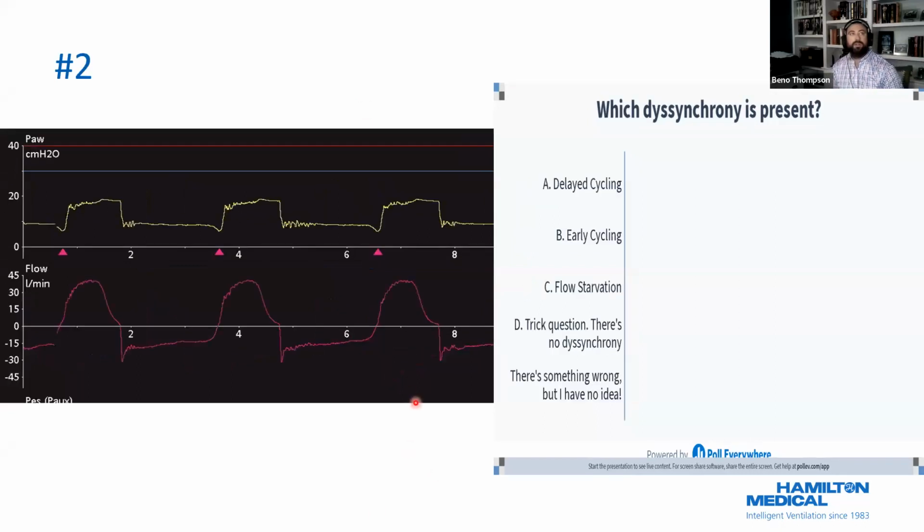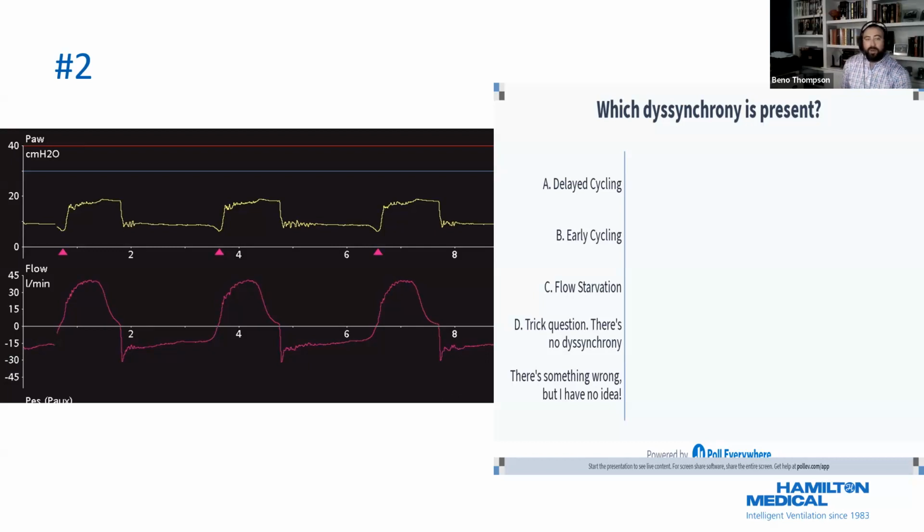All right. Which asynchrony is present? When I say synchrony and asynchrony, please know that they are interchangeable terms, right? So do we have a delayed cycle? Do we have an early cycle? Do we have flow starvation? Or, trick question, there's actually no asynchrony here. And again, you can have no idea.